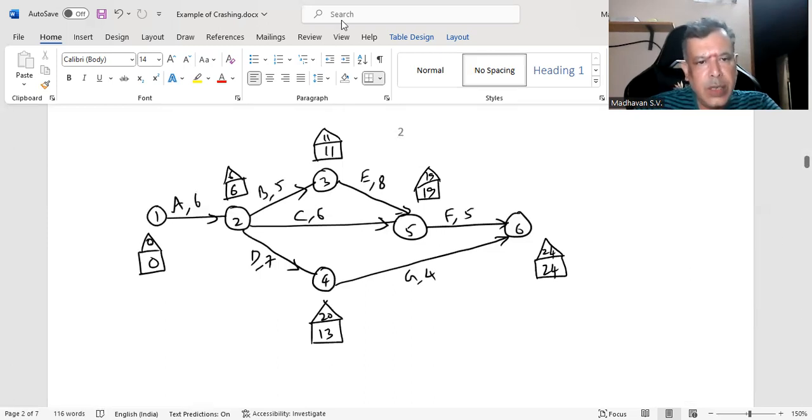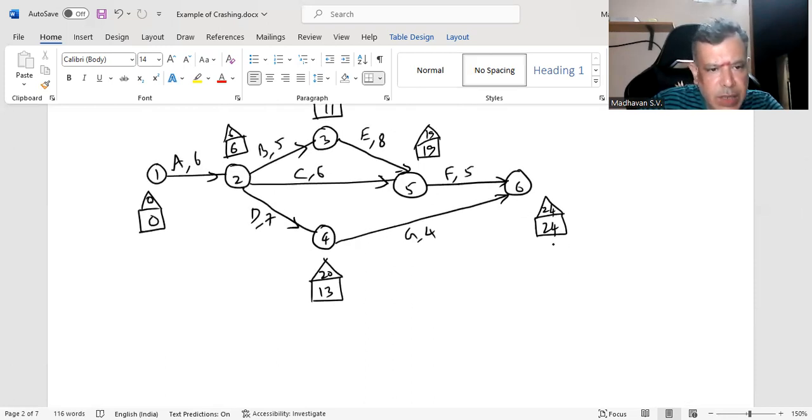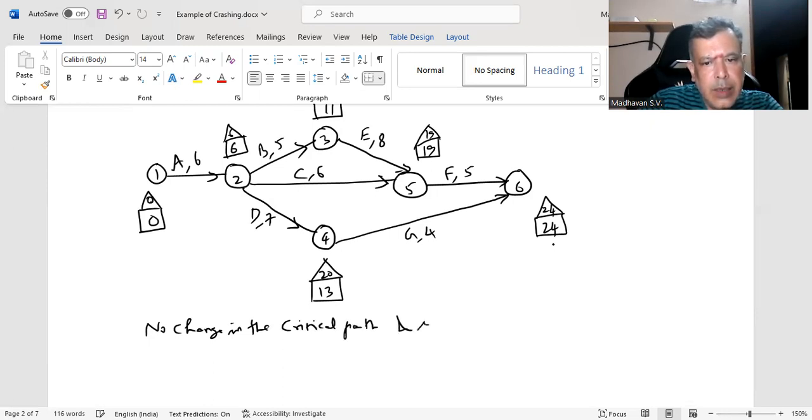Now there is no change in the critical path. I will write, no change in the critical path. It is remaining as A, B, E, and F only.